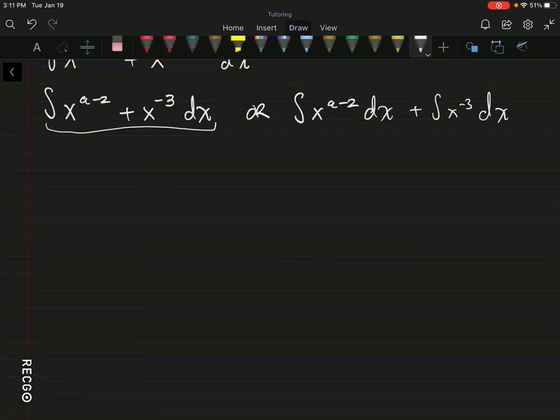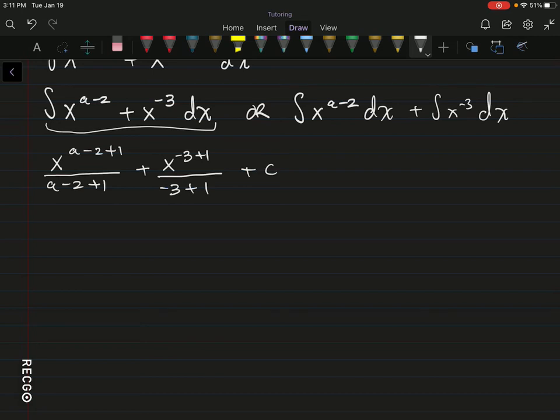So what we do here is we add 1 to the current power. So a minus 2 plus 1, and then we create a denominator that is the new power, a minus 2 plus 1, plus x to the power of negative 3 plus 1, and a new denominator, which is negative 3 plus 1, plus c, because we don't have upper and lower limits.